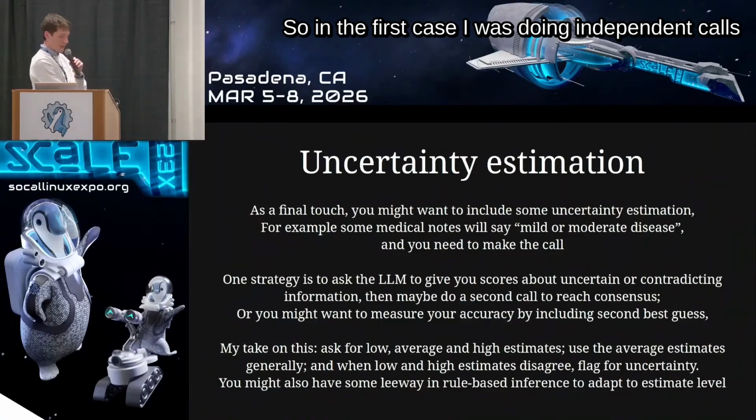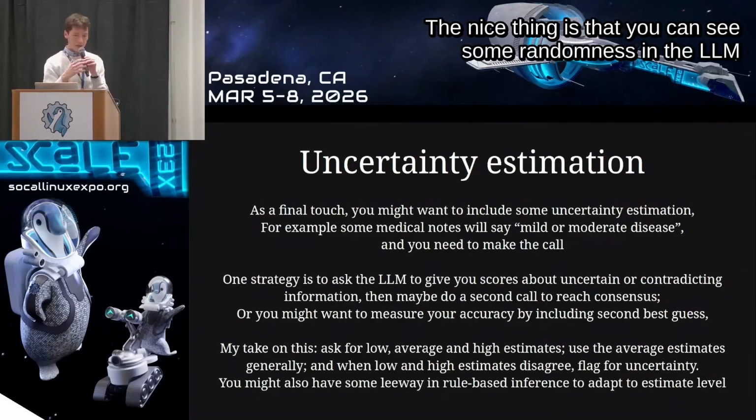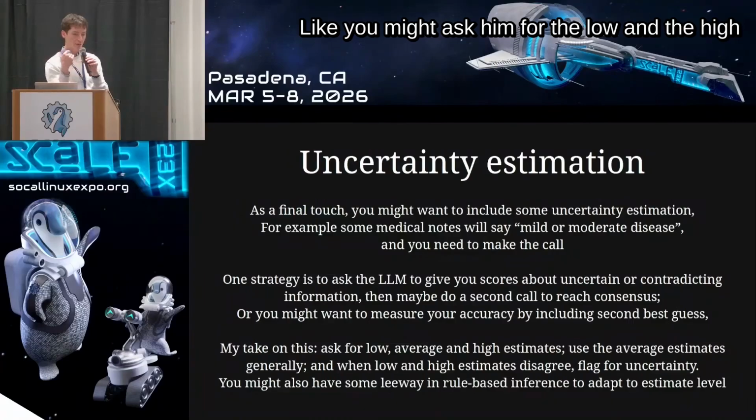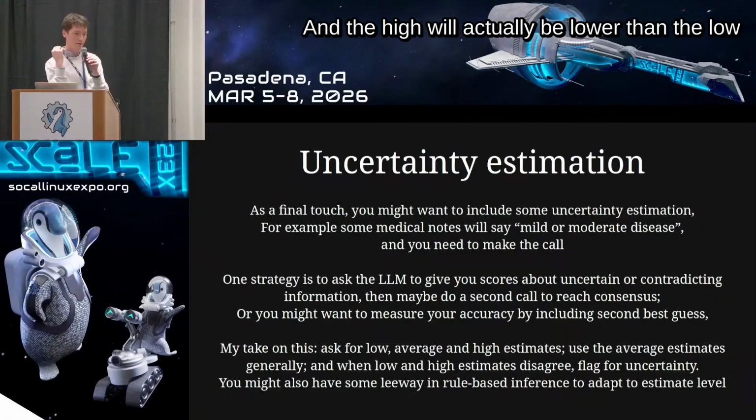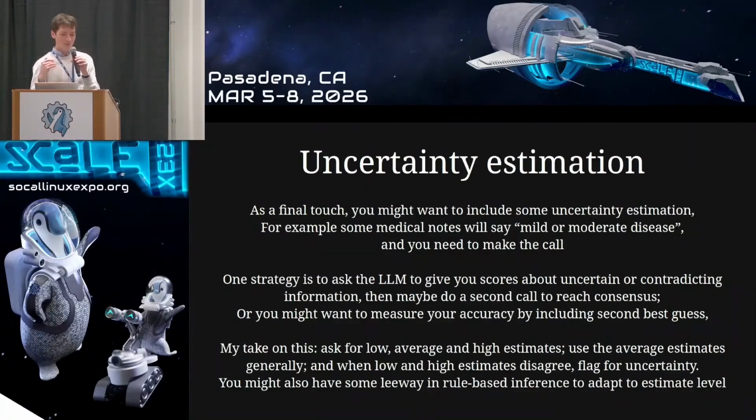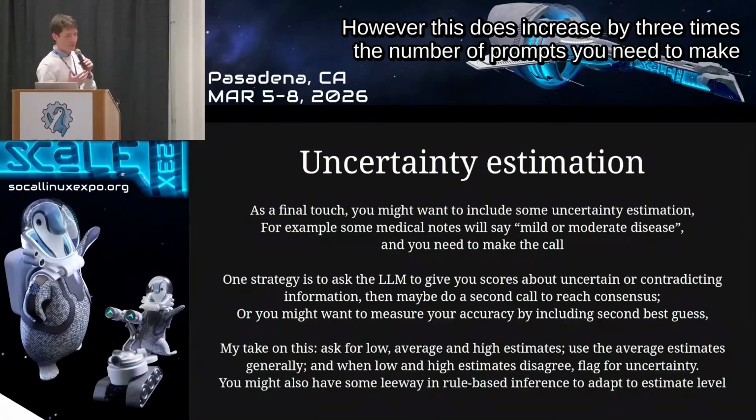So in the first case, I was doing independent calls. The nice thing is that you can see some randomness in the LLM. Like you might ask for the low and the high, and the high will actually be lower than the low. However, this does increase by 3 times the number of prompts you need to make.